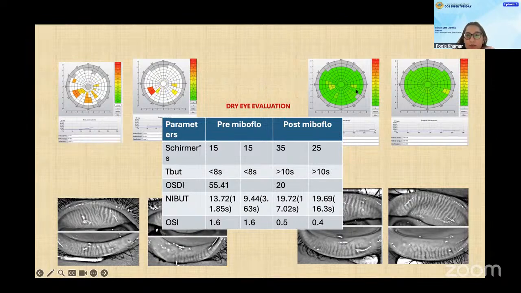And after the MiBoFlo therapy, you can see the quality of tear film improves. The tortuosity also reduces. The lost glands, or the dead glands, never come back, but the tortuosity can get better. And if there is any lid edema or anything which is hiding your glands, you may start seeing glands in a better way. So it's not that the glands have started growing. It's just that the lid edema has reduced, and that's why you see the quality and the quantity of glands in a better way. And the OSDI also improved from 55 to 20, and all the other parameters also improved in terms of quality of vision.